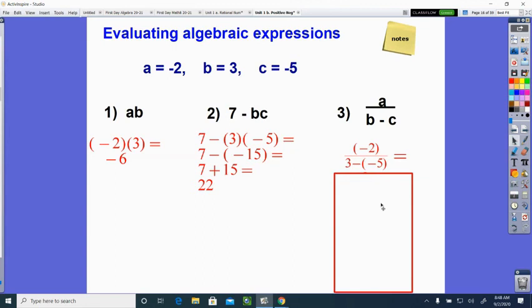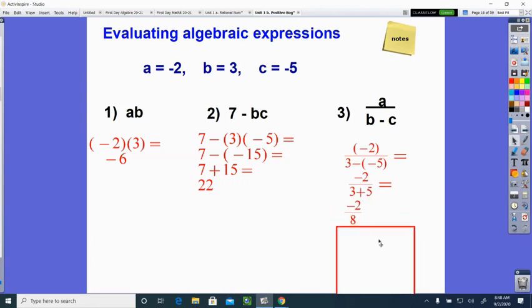Okay, what I would like you to do is simplify the denominator. What is 3 minus a negative 5? Can you please pause the video and come up with that? Okay, let's see how you did. Do you have negative 2 over 3 plus 5? Same, change. And 3 plus 5 is 8. And now before we finish here, they're both even, so we can simplify it. Divide both by 2. And did you get negative 1/4?